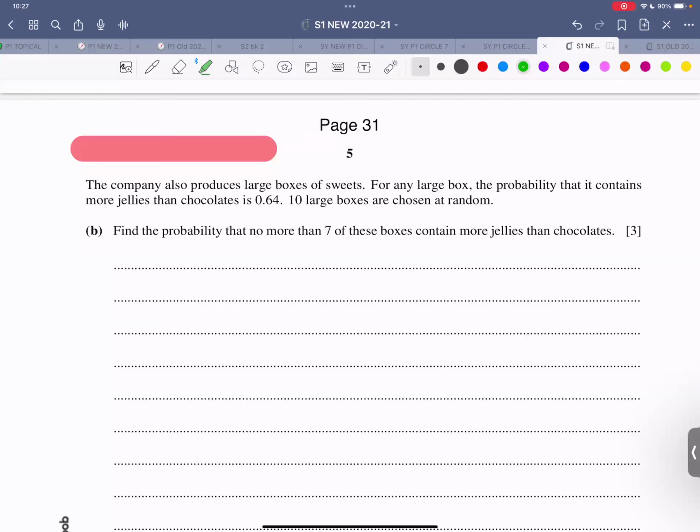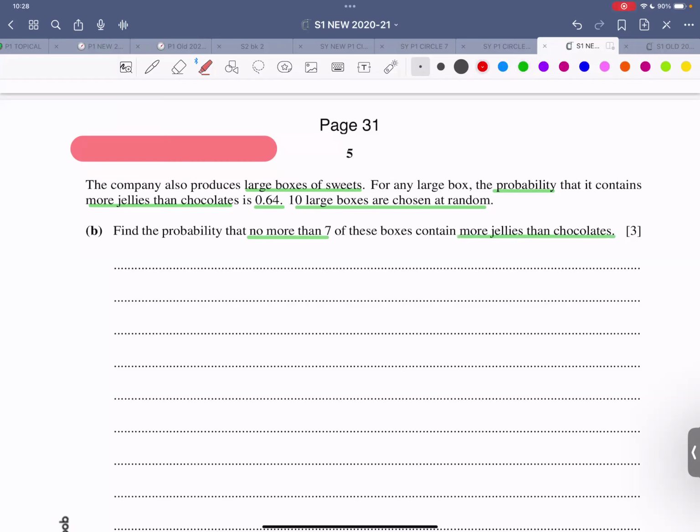The company also produces large boxes of sweets. For any large box, the probability it contains more jellies than chocolates is 0.64. 10 large boxes are chosen at random. Find the probability no more than 7 of these boxes contains more jellies than chocolate.